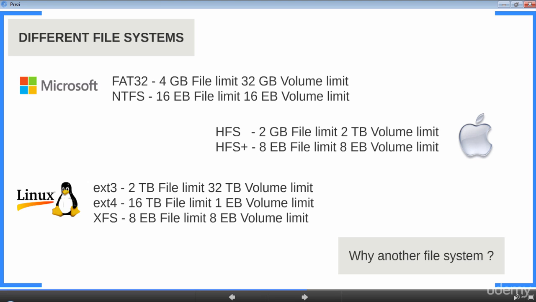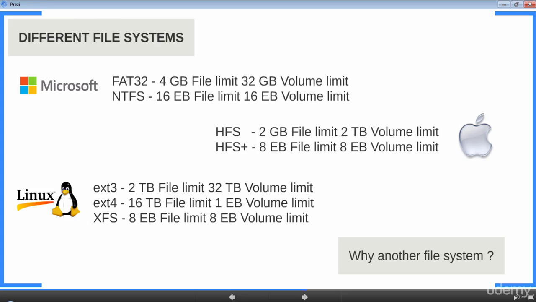ext3 is the third generation file system in use since 2001. Then came ext4. ext4 can support individual file sizes up to 16 terabyte and volumes up to 1 exabyte. Next comes XFS. XFS is created by Silicon Graphics and it can support up to 8 exabyte in file and volume limit. How can you look up your file system in Linux?